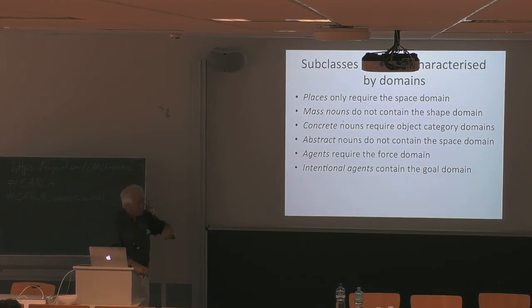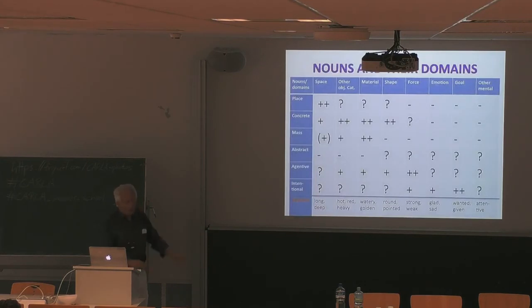So if I sum this up, now I have an ugly picture, and this is a picture I'm working on. I would need some help in doing this a bit better. But basically, I sort nouns into different types here: place nouns, concrete nouns, mass nouns, abstract nouns, the ones I talked about. And then we have different domains here: space domain, object category domains, size, shape, and so on, material, whether it's gold or water, shape space, force space, emotion space, goal space, and maybe other mental spaces.